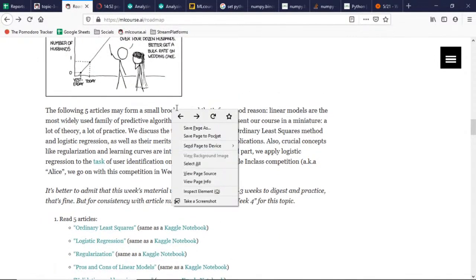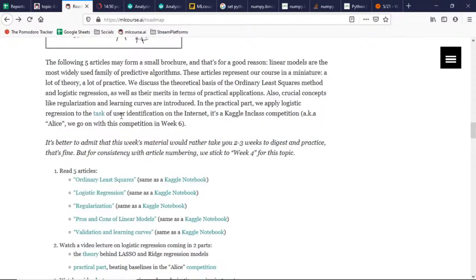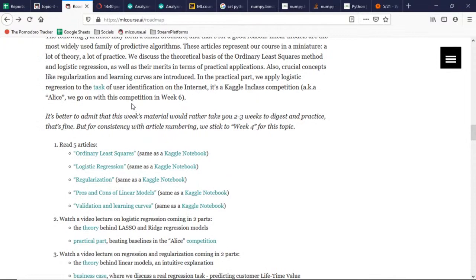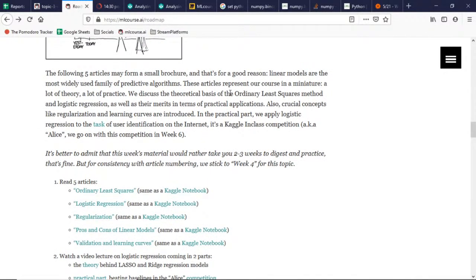Well, it will be interesting. I think I will not get answers, but who cares? It's better to admit that this week's material would rather take you 2-3 weeks to digest and practice. That's fine. But for consistency with article numbering, we stick to it.